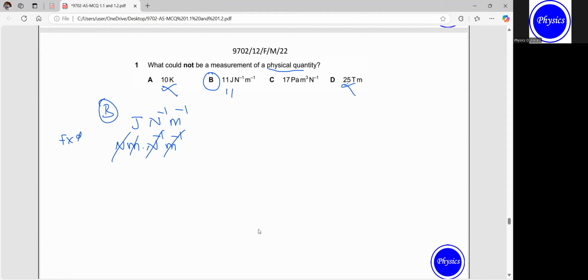Let us check this one. See, pascal meter cube per newton. Pascal is the unit for pressure, newton per meter square. Meter cube per newton, so newton and newton will get cancelled. We are left with m cube m minus 2, which is m. Okay, so we have a unit finally, so it is a physical quantity. So option C is not the answer for this question. The one is B, which has no unit left behind.